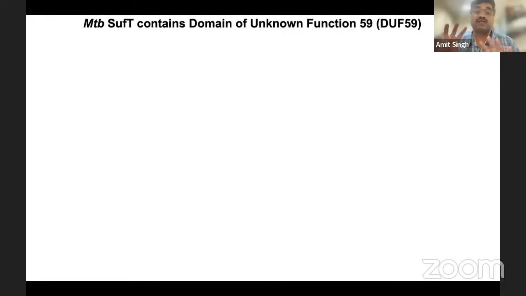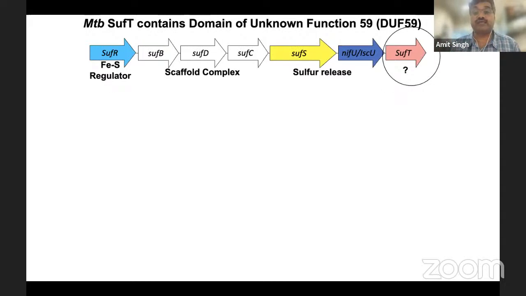The second part of the talk, as I said, is on the last protein of the operon, which is SufT. SufT is a very interesting protein because if you look in E. coli and other organisms, you don't find SufT. However, it's not that it is not there. SufT is there in the iron-sulfur cluster biogenesis operon in Arabidopsis and in Staph aureus. So it is there, but the function was not really clear.